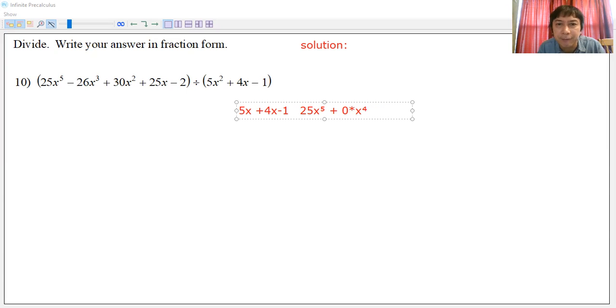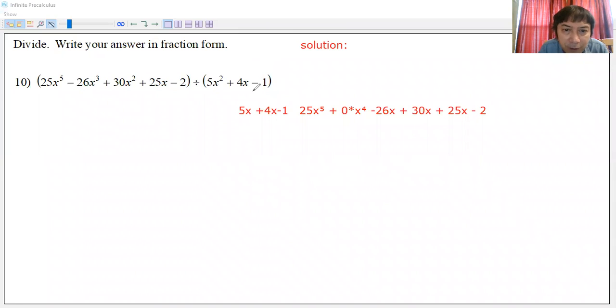There, all right? Now we continue with the minus 26x cubed. Let me just extend it there so it will not wrap to the next line. That will be x cubed. We'll put the exponents later. So we will continue with the plus 30x squared plus 25x minus 2. Now let me write the exponents.